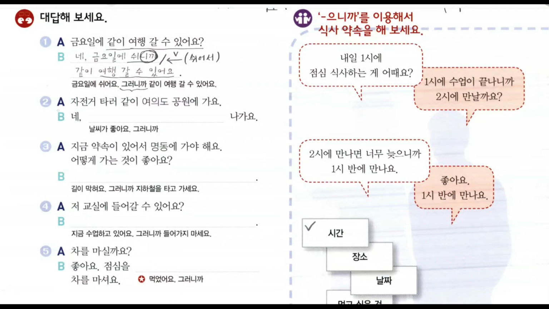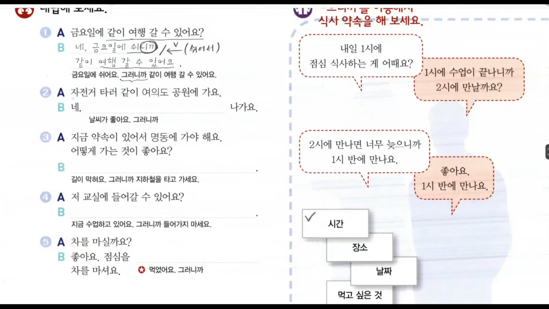자, 2번. 자전거 타러 같이 여의도 공원에 가요. 자, let's go. 자, this 가요 is not a statement. It's more of a propositive, isn't it? Let's go to 여의도 Park together. In order to what? To take a bicycle. To take the bicycle. This is an object. 자, you want to say, yes, because the weather is nice. Good, let's go. 자, this is also propositive.